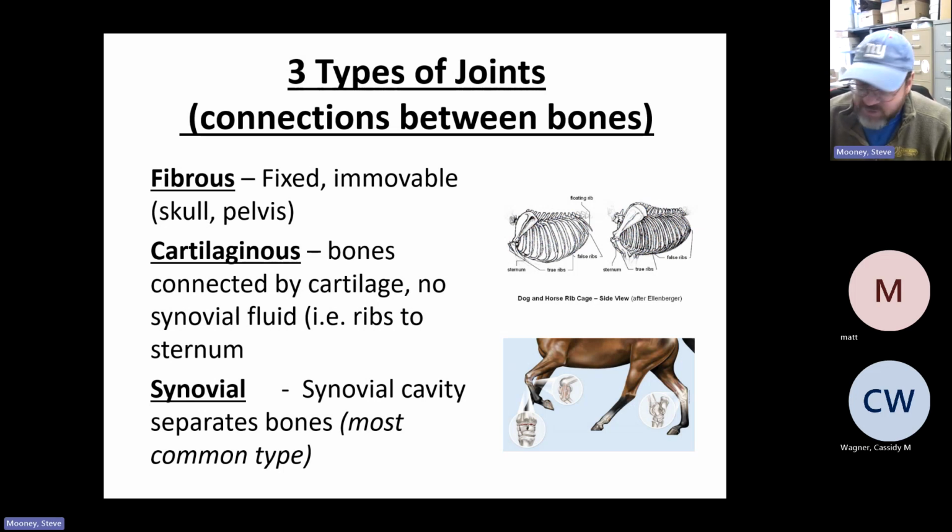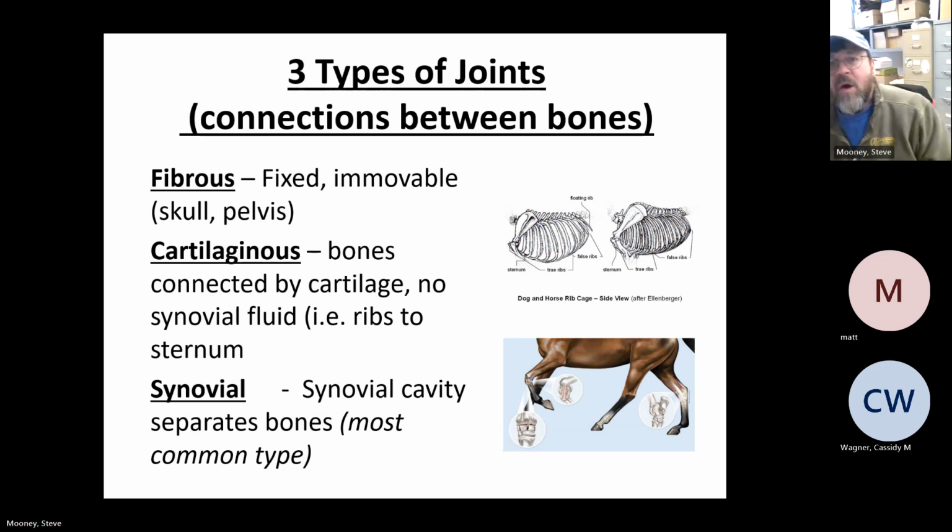We think about the skull, the plates of the skull, whether the cranium or the facial components, are connected by a seam, and we have a fibrous connection. Protein is going to make that connection. And we can also think of the pelvis as one of those. The different parts of the pelvis are going to be glued together with those fibrous joints.